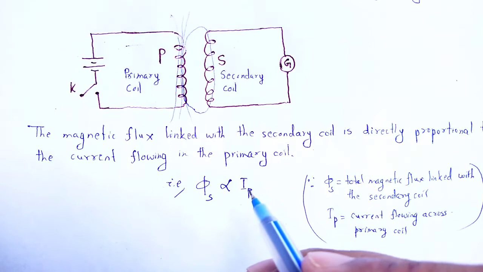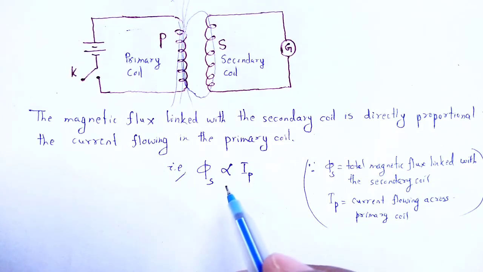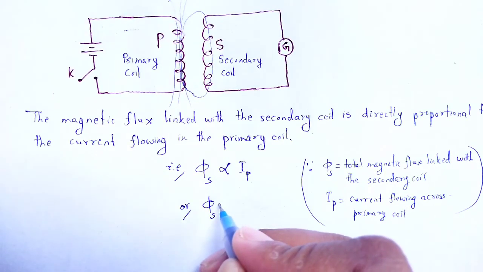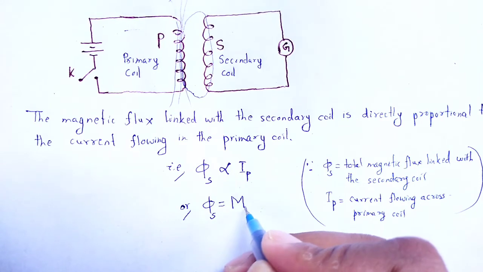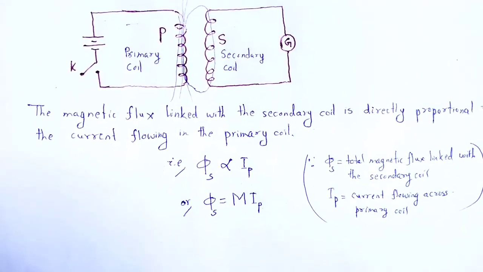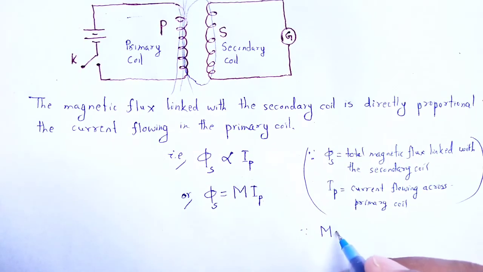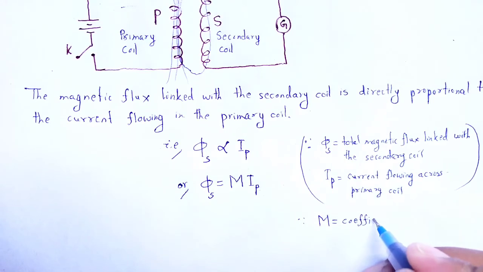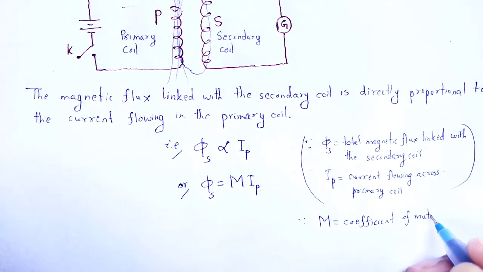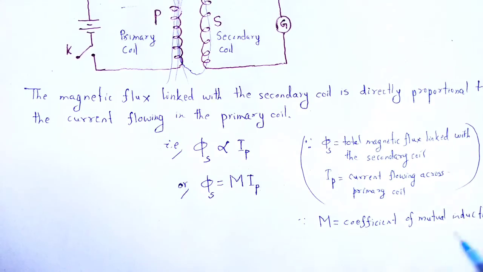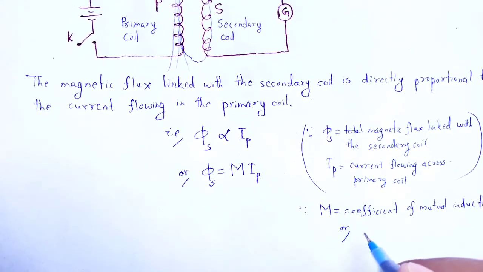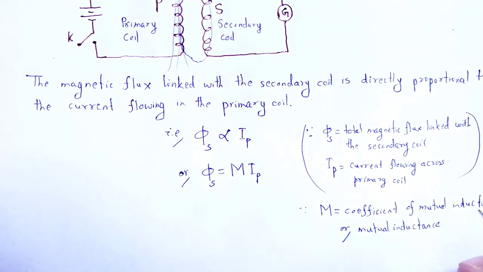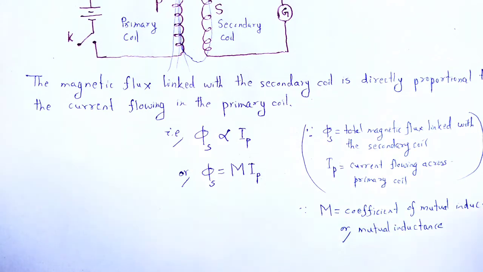Now, to remove the proportionality, we use a constant, so phi s is equal to M I p, where M is known as the coefficient of mutual induction, or mutual inductance, of the coils.